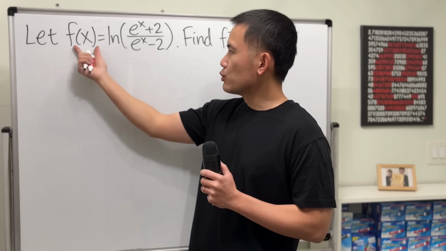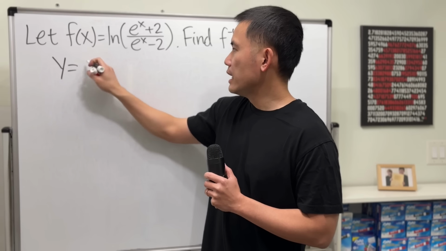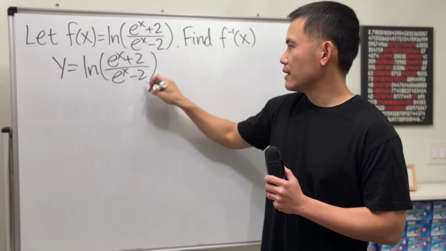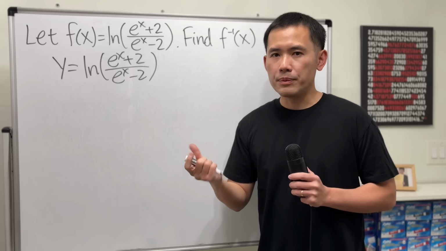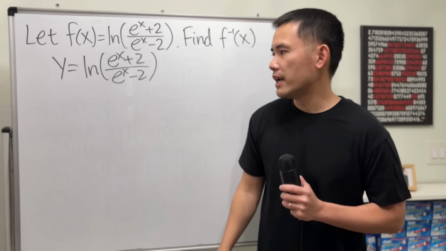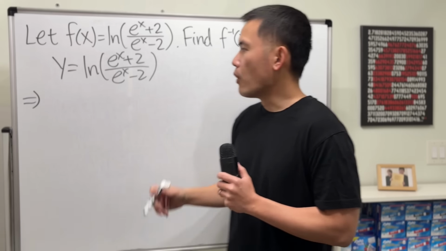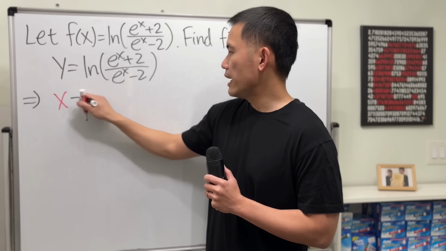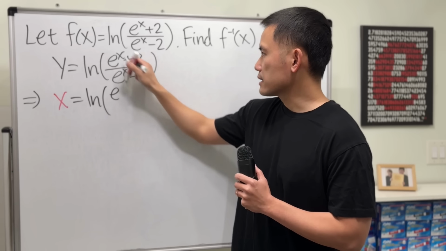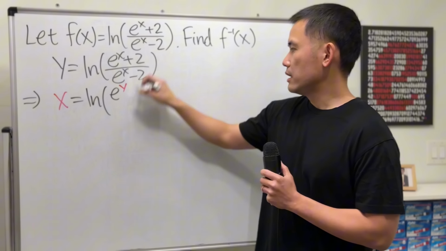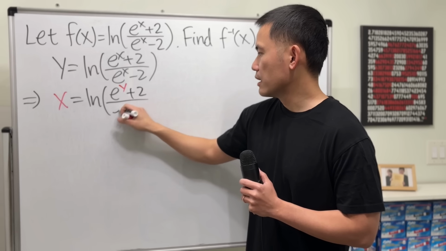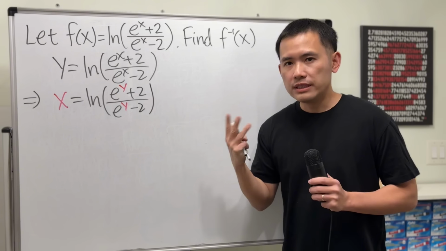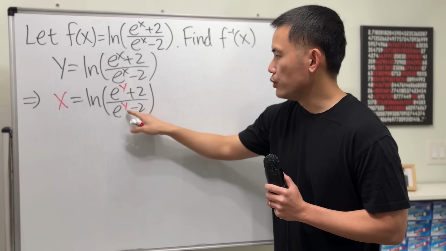Step 1, let's write f of x as y, and then the rest stays the same. Step 2, we are going to swap or interchange x and y, and that's the main concept for inverse functions. That means right here is y, but now it's x. And then you see that we have e to the x right here, but now it will be e to the y, plus 2 over, same thing, e to the y here, and then minus 2. So that's step 2. Now, step 3 is that we are going to solve for this new y.